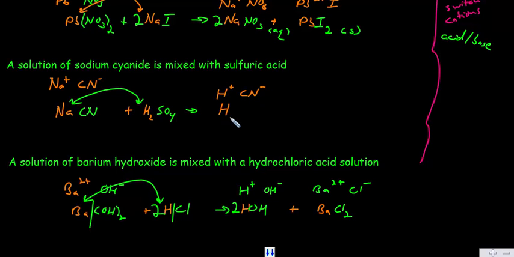That's going to give us HCN, hydrogen cyanide. And then we have sodium switch with hydrogen now, so we're going to get 2 sodiums next to a sulfate. And now balance: 2 sodiums, 1 sodium, 2 cyanides, 1 cyanide, 2 hydrogens, 2 hydrogens, 1 SO4, 1 SO4.